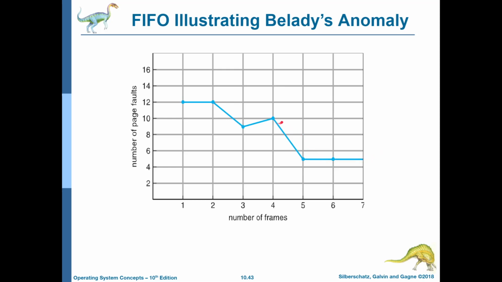So Belady's anomaly can show that with certain reference strings, we can increase the number of page faults even if we increase the number of frames available.